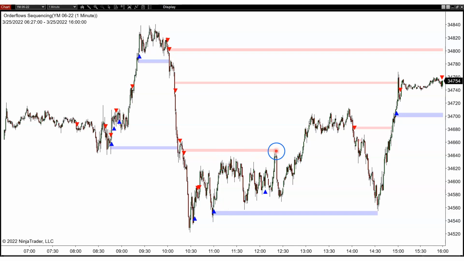Okay, and you can see here, look at this, came right down to that level. Here it came right to that level. Here it came to the level, sort of spun around. Here it just went right through. Here it just went right through. This one hasn't been tested yet. Here it sort of came up here and went through, but then just sort of hung around.